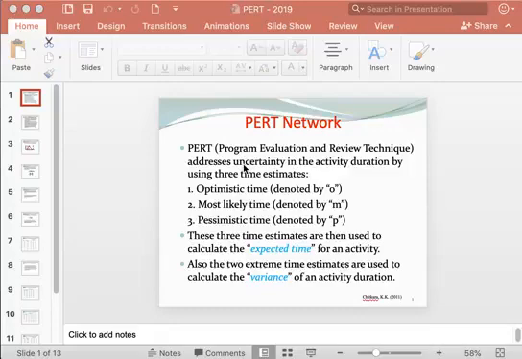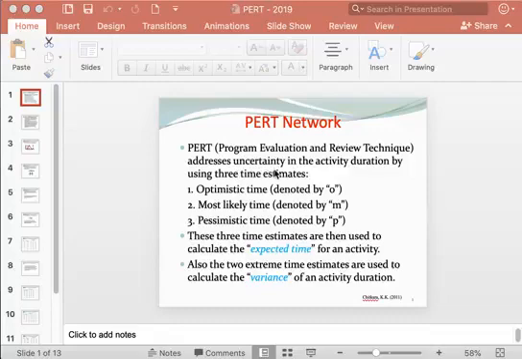CPM network is used for those projects where the duration of all the activities can be ascertained with more certainty, whereas PERT network is used for those projects where the activity durations are probabilistic in nature, and you cannot actually determine activity duration with a high degree of certainty.